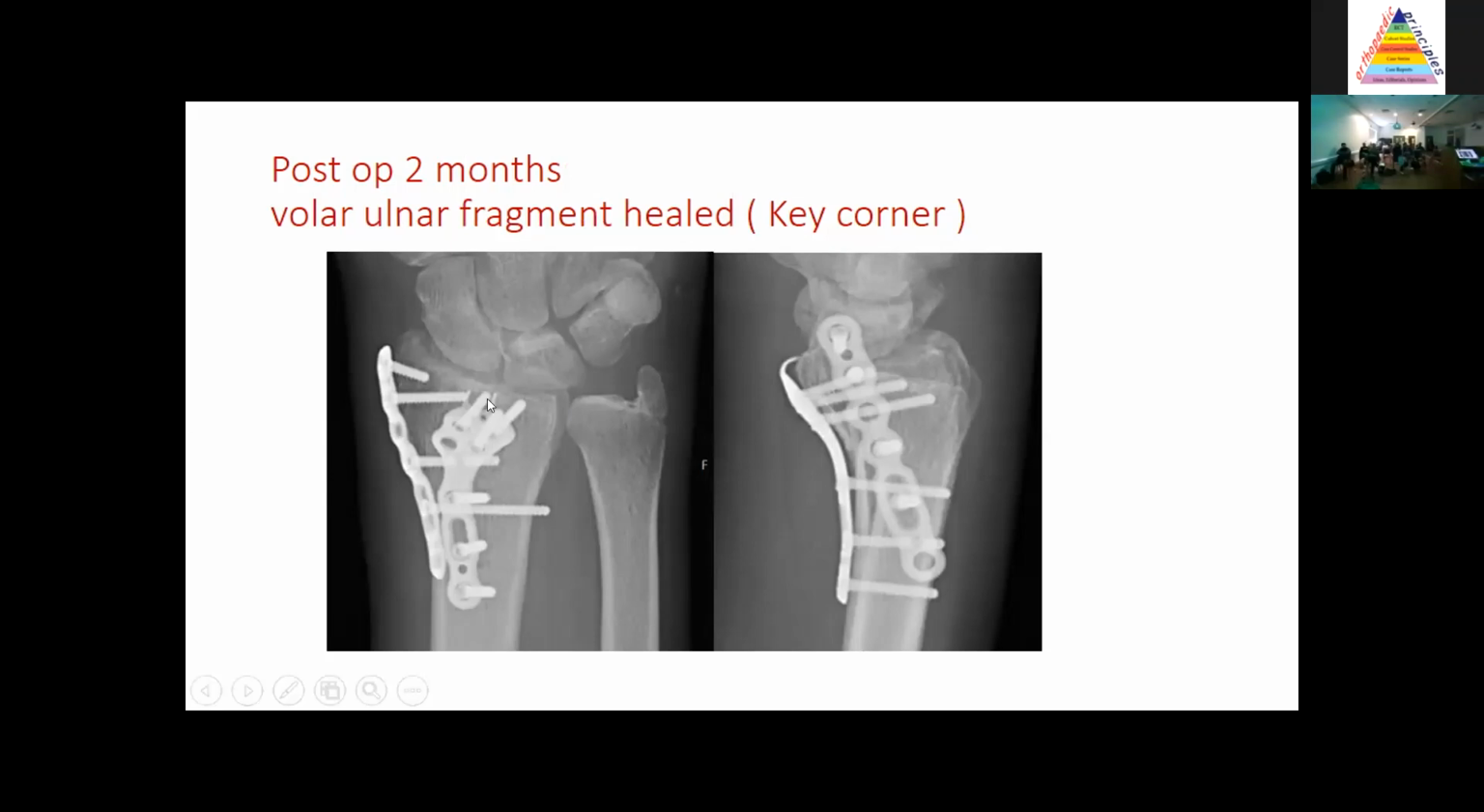And luckily, the screw is there. It has healed up nicely. It's out to length. Look at the ulno-lunate distance. It's there. There's been no abutment. Makes me happy. So the volar ulnar fragment is the key. Take home message.